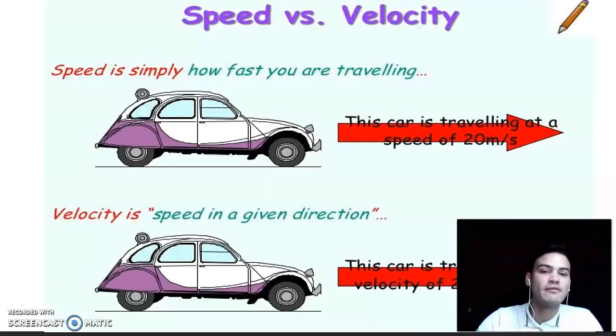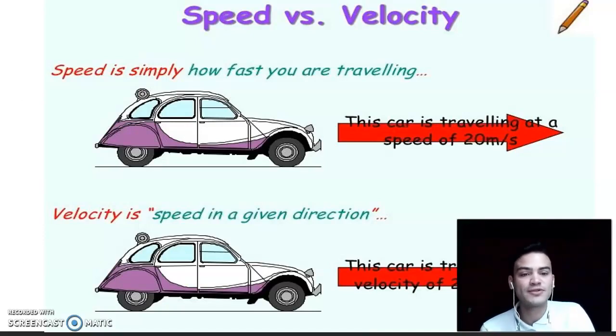On the last slide, we have speed versus velocity to have a clear view of these two concepts. Speed is simply how fast you are traveling. This car is traveling at the speed of 20 miles per hour or meters per second. Velocity is speed in a given direction. This car is traveling at a velocity of 20 meters per second east. Okay, remember that when we have velocity, we have direction. When we have speed, we don't have direction.